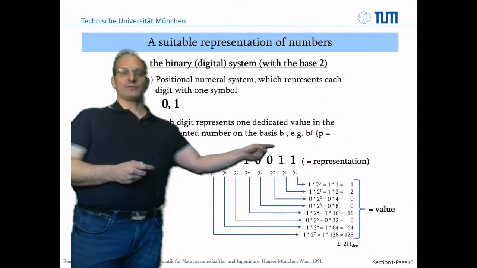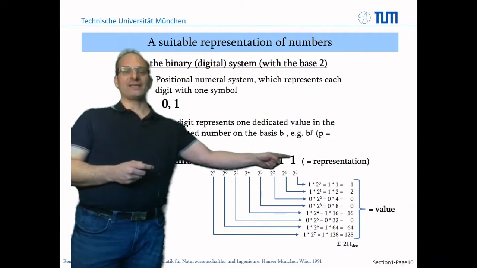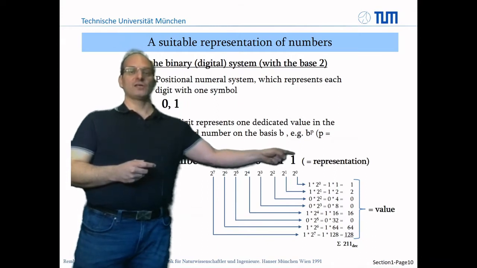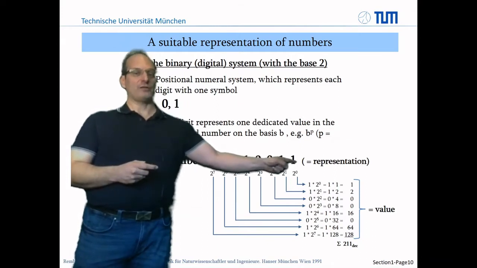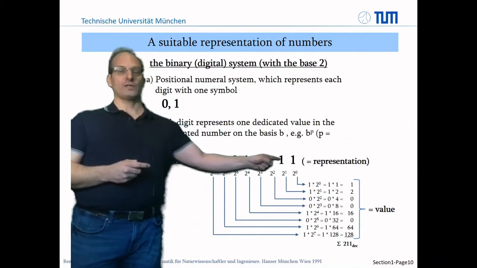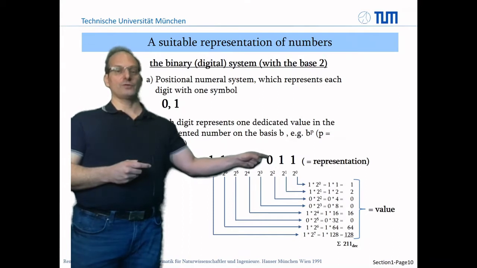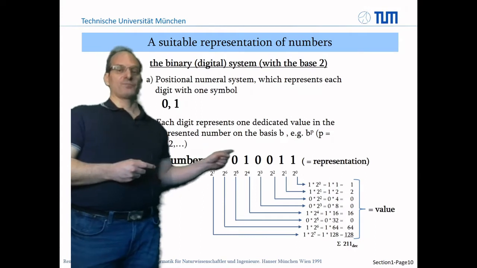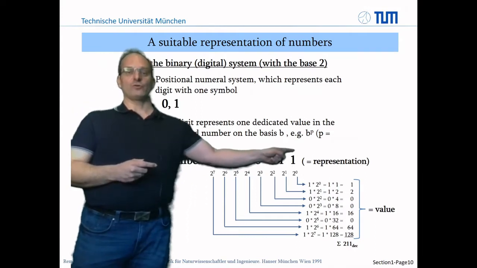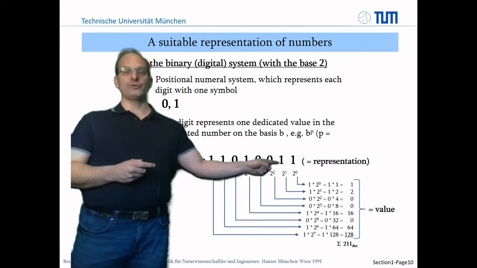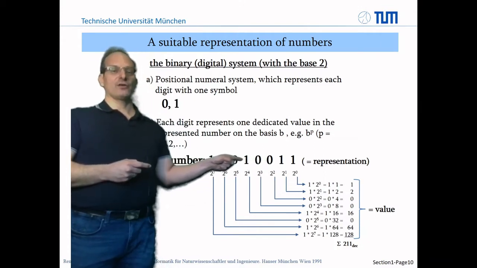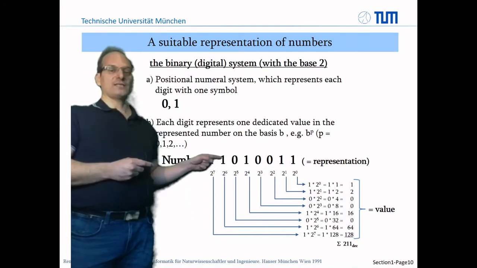As we are now in the base 2 system, we just have two states, and the position again gives us the value. In this case, 2 to the power of 0, 2 to the power of 1, 2 to the power of 2, 3, 4, 5, 6, and so on. So this is the value 1, this is the value 2, this is the value 4, 8, 16, 32, 64, 128, and so on.